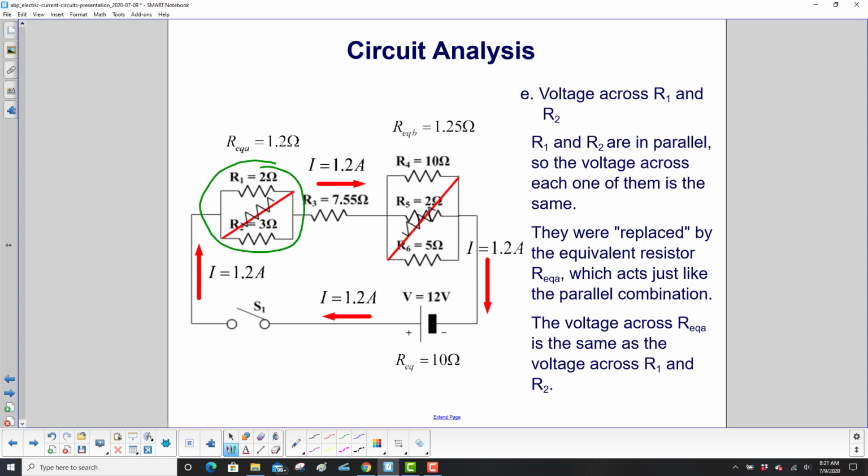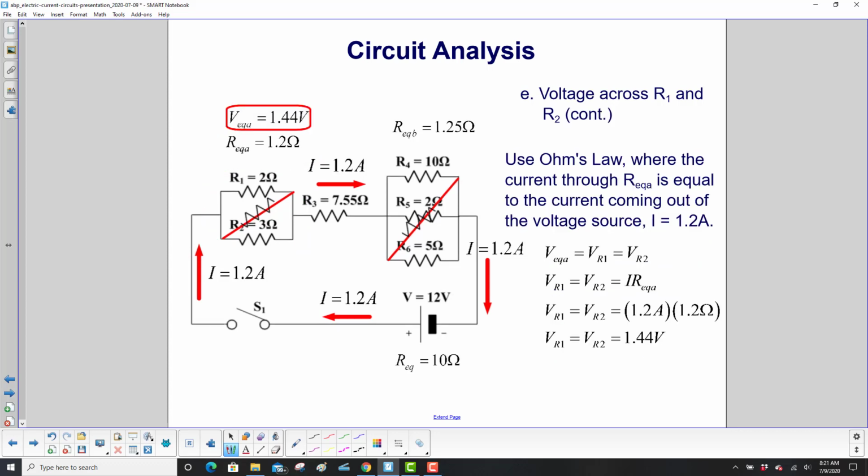They are in parallel, so the voltage across each one of them is the same. They were replaced by the equivalent resistance R equivalent A, which acts just like the parallel combination. The voltage across R equivalent A will be the same as the voltage across R1 and R2.